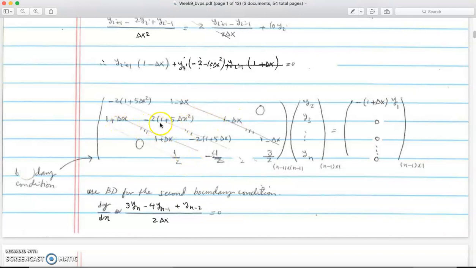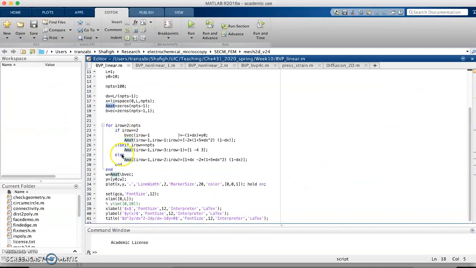1 plus delta x, minus 2 times 1 plus 5 delta x squared, and 1 minus delta x. So all other rows have exactly the same 3 elements. And then the last row is again different from all others because I have 1/2, minus 4/2, and 3/2. So I need to treat the assembly of this matrix using 3 conditions. That's what I have, 3 if statements here. The first one assembles the first row. The second if condition assembles the last row, and then the last condition here assembles all other rows.